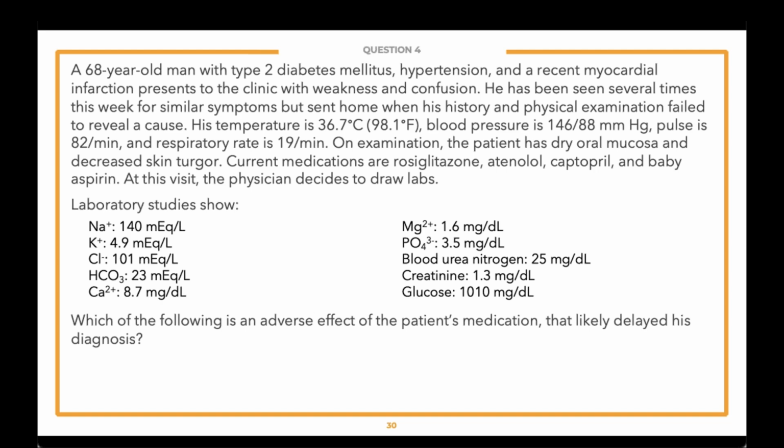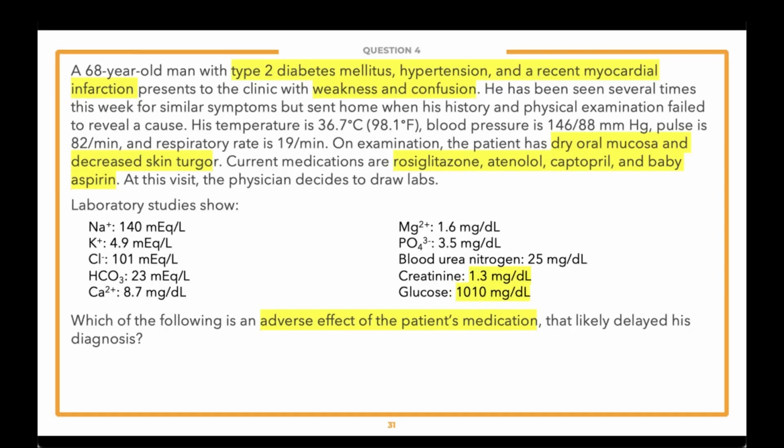Look at his medications, right? Because there's an adverse event of the medication. So read that last part again. Which of the following is an adverse effect of the patient's medication that likely delayed the diagnosis? So he's been to a doctor several times and still not getting diagnosed. What happened? Let's highlight some keywords right now before we jump into the options.